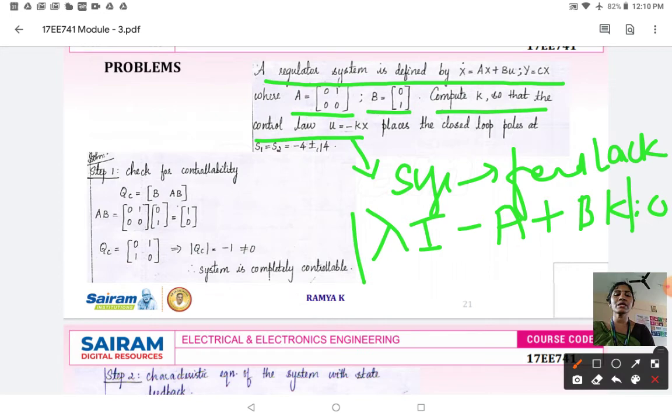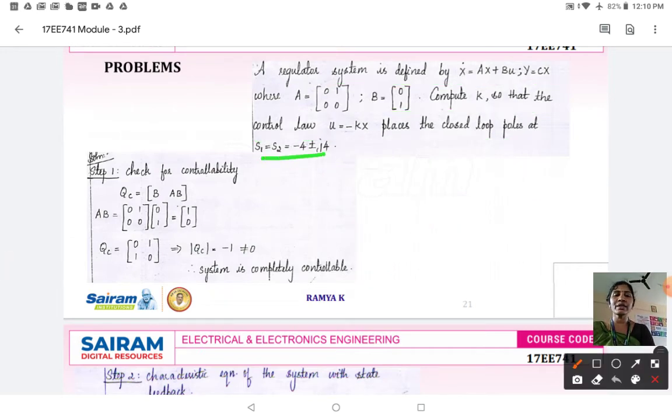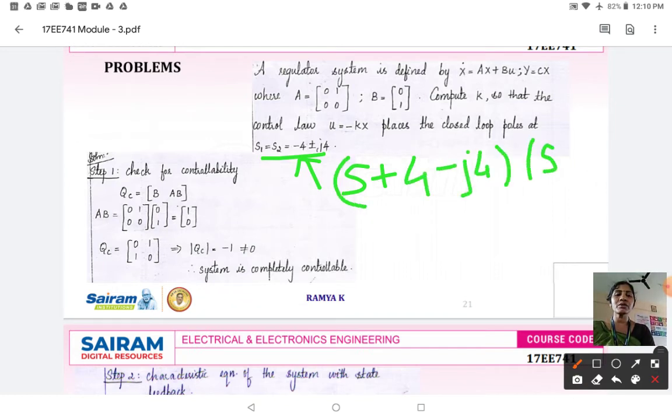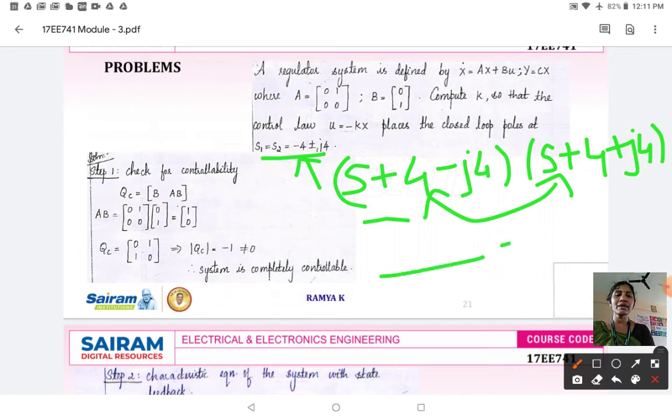With this, it is possible for us to identify that the system has feedback, and it places the closed loop poles at S1 and S2, the two poles they have given. The two poles they have given are minus 4 plus or minus j4. So here I can identify my desired characteristic equation. One term is S plus 4 minus j4, another term is S plus 4 plus j4. When I multiply these two factors, I will get one equation. That equation is going to be my desired characteristic equation.